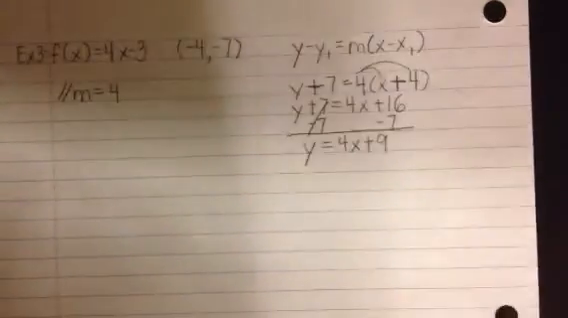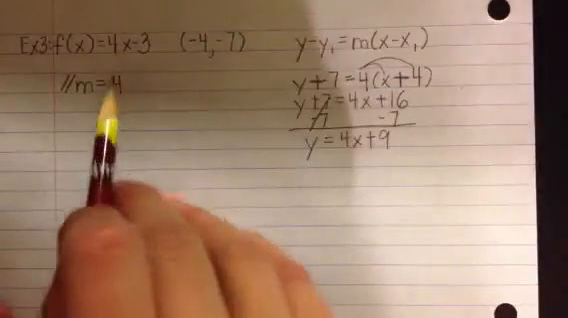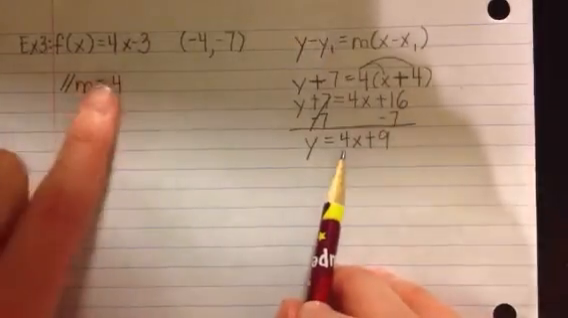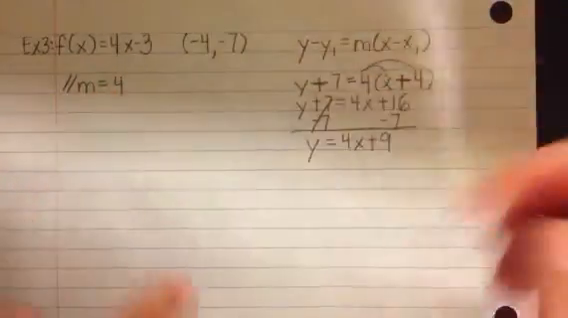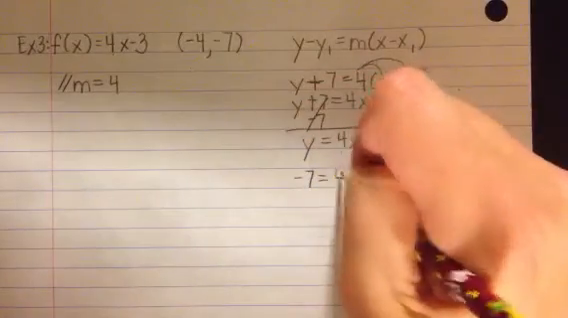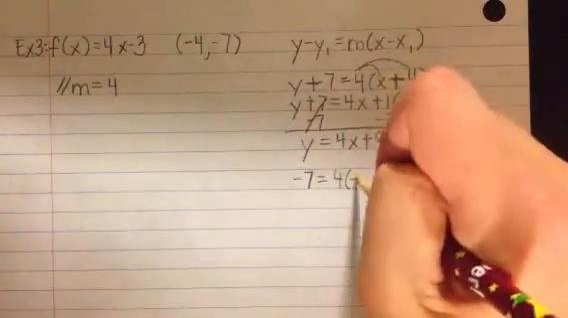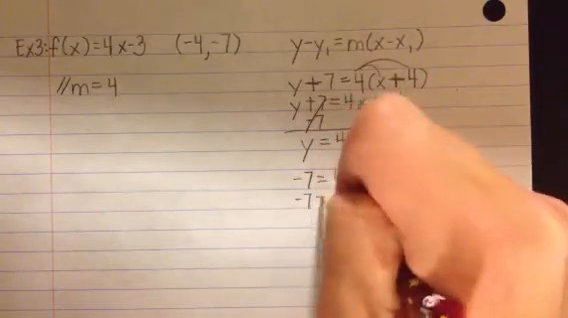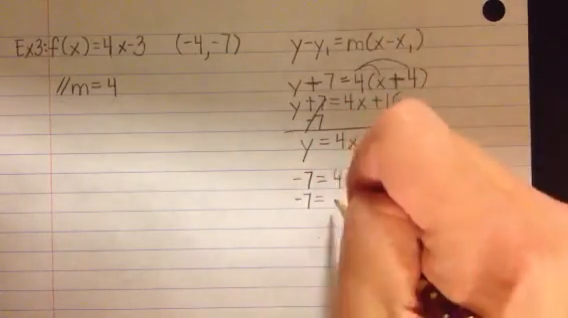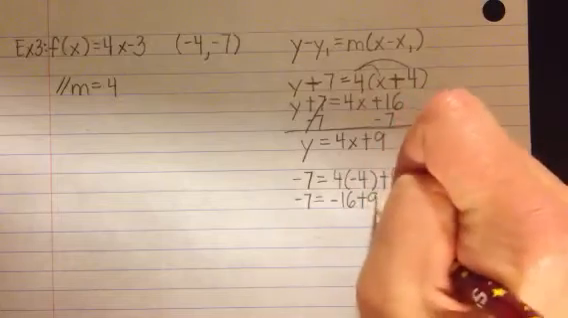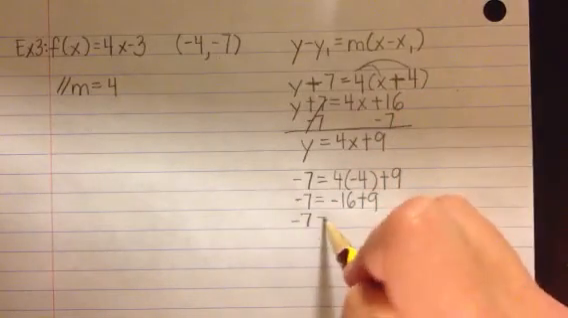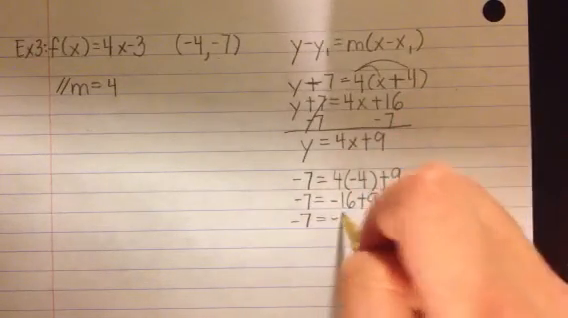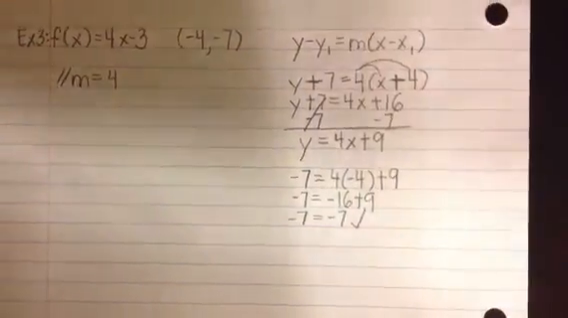And again, I always want you to check to make sure your slope matches. So slopes match. Let's plug in negative 7 where I see y. Let's plug in negative 4 where I see x. So I get negative 7 equals 4 times negative 4 is negative 16. And yay, negative 16 plus 9 is negative 7. So that checks out. We're good to go.